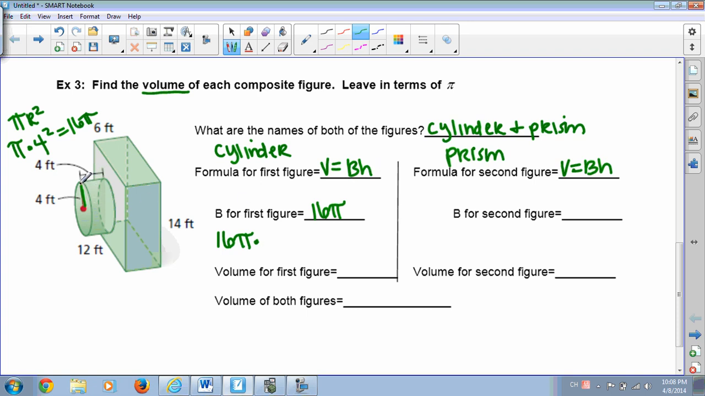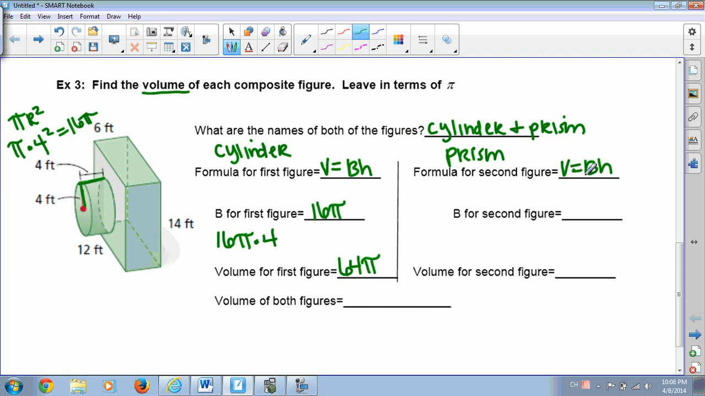The height of our prism, as you can see right here, is also 4. So 16 times 4 is 64 pi, and we want to leave it in terms of pi, so we do not put the pi in our calculator. Okay, so we've done our cylinder. Now let's focus on our prism.